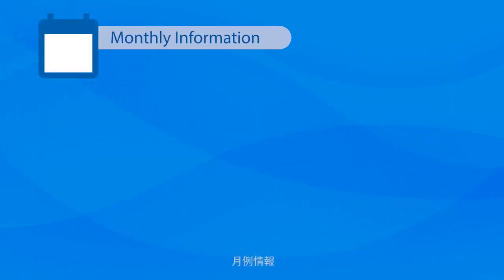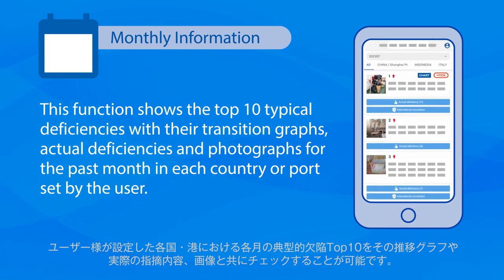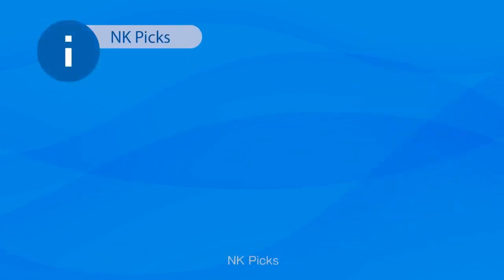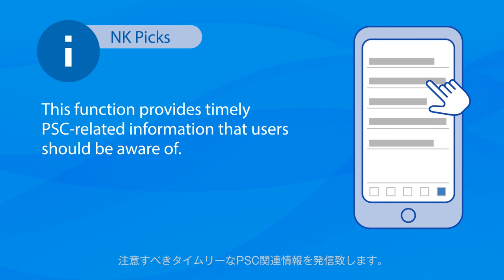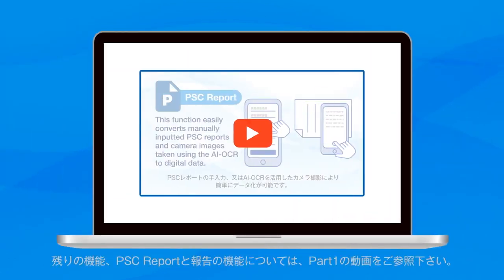Monthly information. This function shows the top 10 typical deficiencies with their transition graphs, actual deficiencies, and photographs for the past month in each country or port set by the user. NK-Pics. This function provides timely PSC-related information that users should be aware of. For the remaining functions on the PSC Report and Report function, please see the Part 1 video.